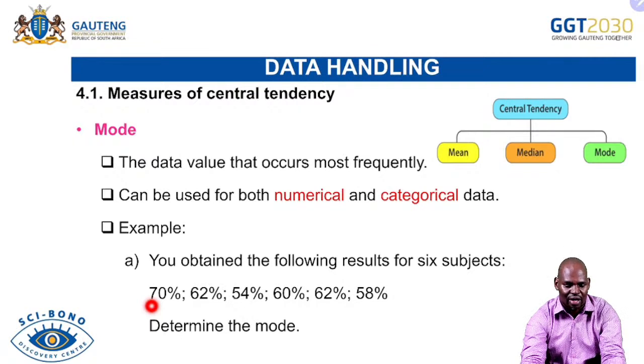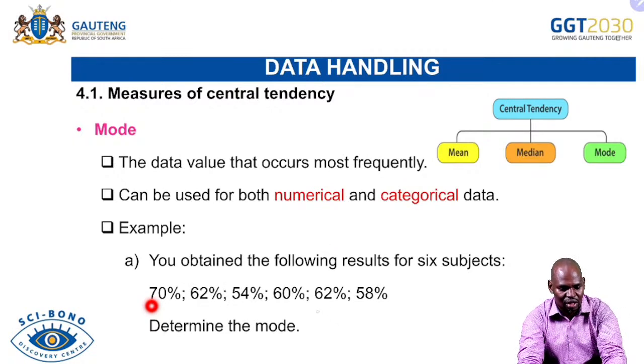Let us look at the other values. 54, we've got only one 54. The next one, 60, we've got only one 60, and we have already indicated 62 appears twice. Then 58 appears only once. So in this case the one that appears the most is 62. So we just write it down. We say the mode is 62.